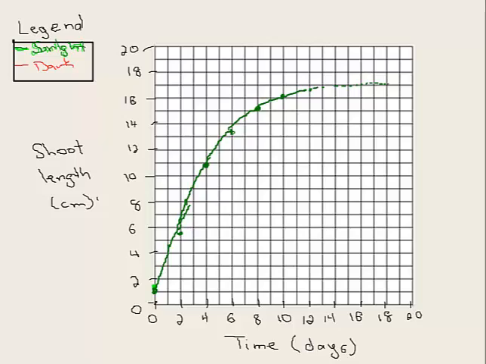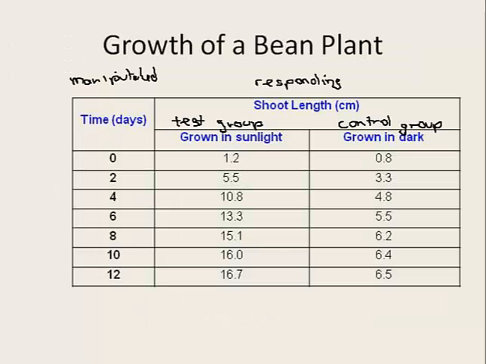I'm going to just do the same for dark. I'll do a couple of data points with you and then I'll turn it off and do the rest on my own here. Be really, really careful when you're filling in your data points. It's important to be accurate. So at 0 days, we're at 0.8 centimeters. At 2 days, we're at 3.3 centimeters.